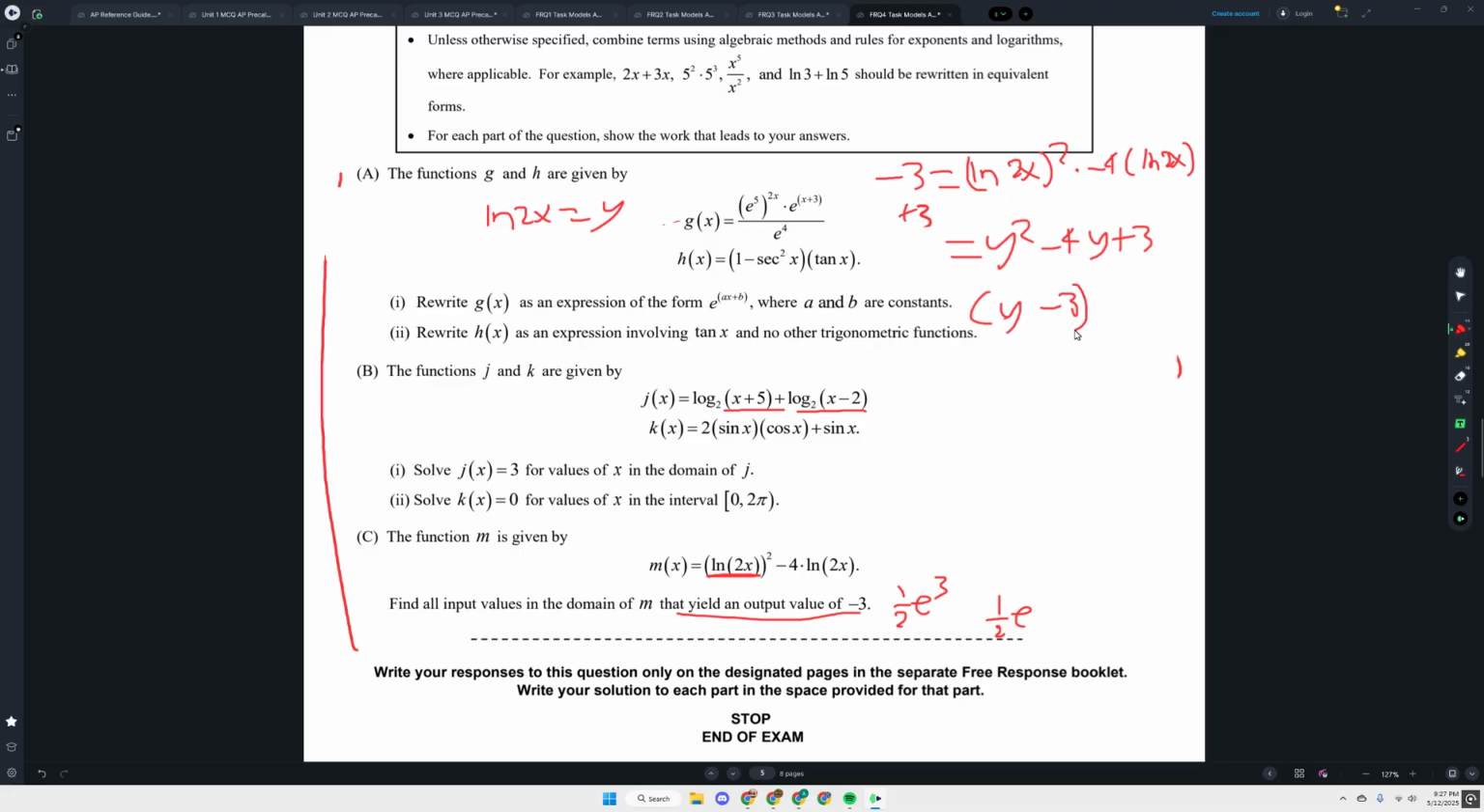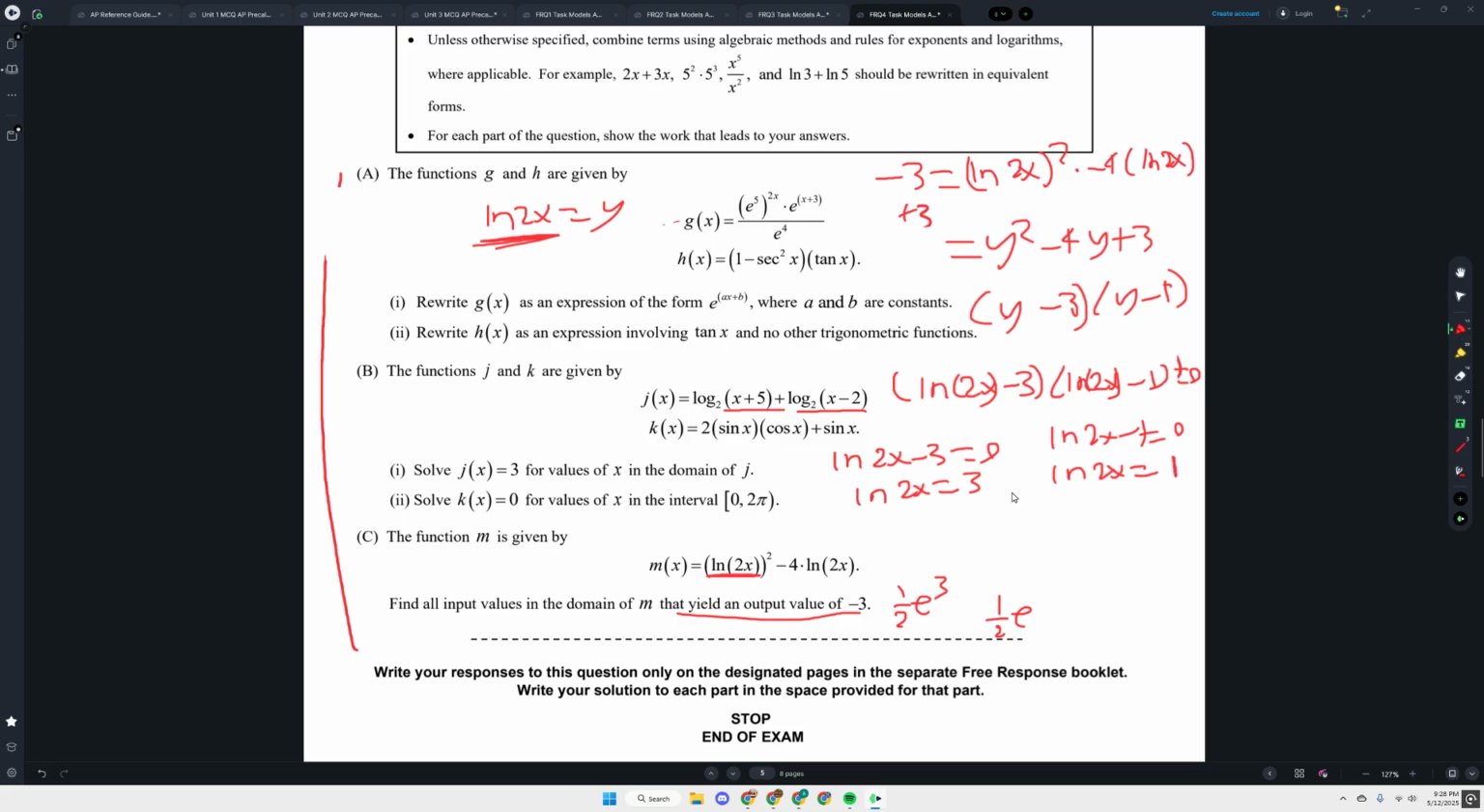That would be y minus 3, y minus 1. Now we plug back in, so it's ln of 2x minus 3 and ln of 2x minus 1 is equal to 0. From there, we can set them as independent factors like we do for trig. So ln of 2x minus 3 is equal to 0, which gives ln of 2x equal to 3. And we do the same thing here: ln of 2x minus 1 is equal to 0, so ln of 2x is equal to 1.